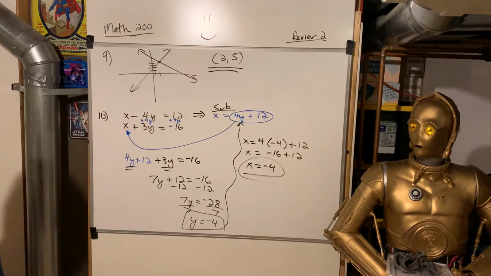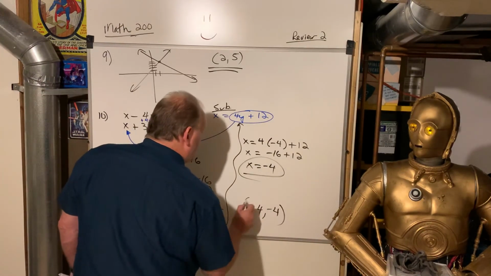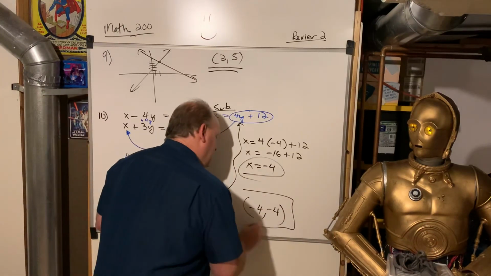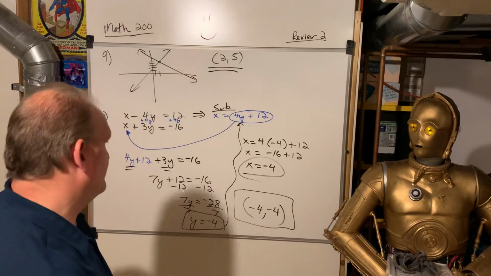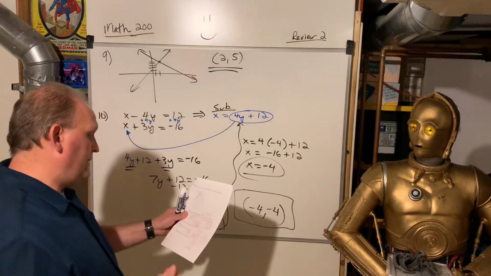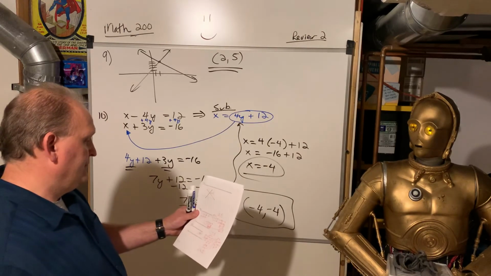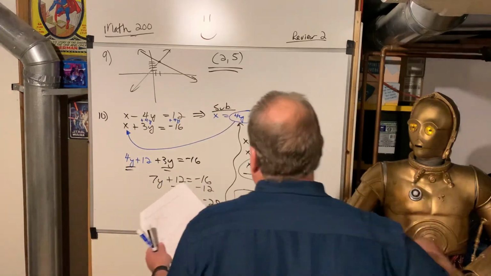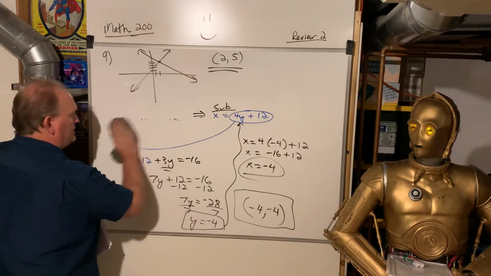So, (-4) is the point of intersection. So again, I found out where two lines cross without actually graphing either one of the lines. All right? And then, solve another one. Okay, so this one is designed for substitution. So that one I did with substitution.